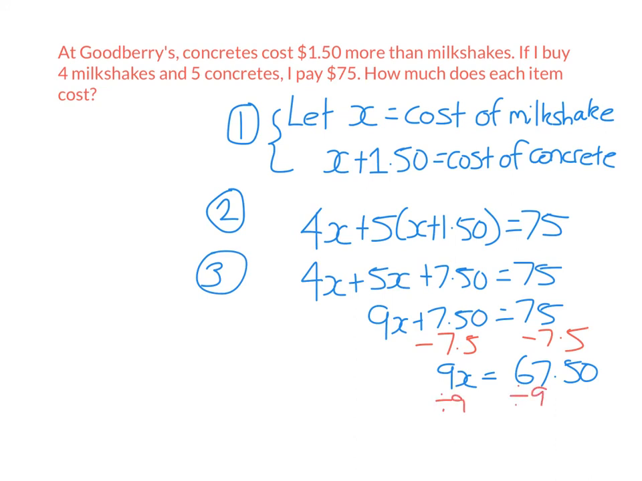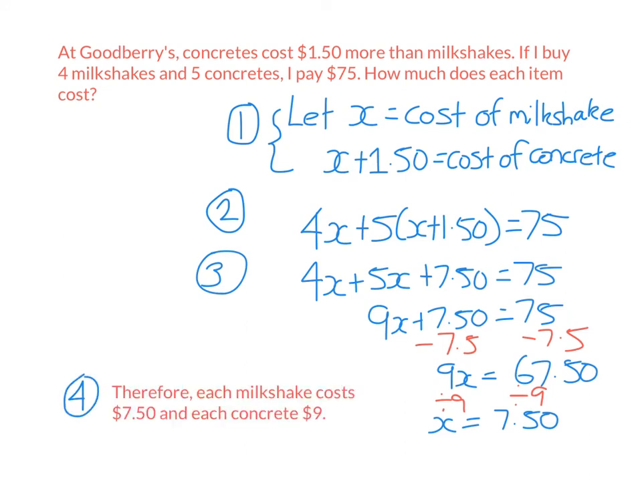So 67.50 divided by 9 gives me 7.50. So that means the cost of a milkshake is $7.50, and of course that means each concrete is $9. I just need to make one more step and write a worded answer to a worded question. So my worded answer here answers the question and shows I know what I'm talking about.